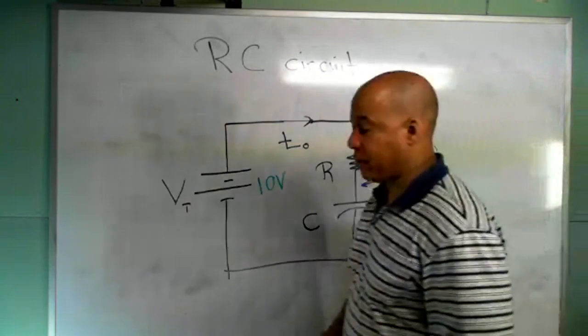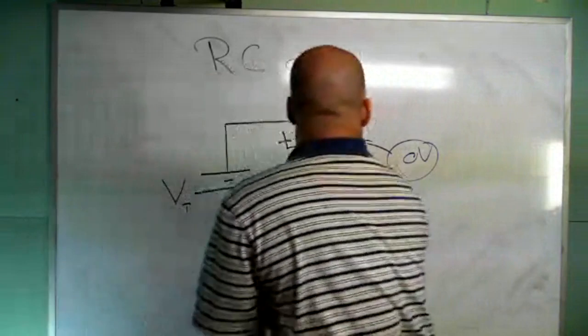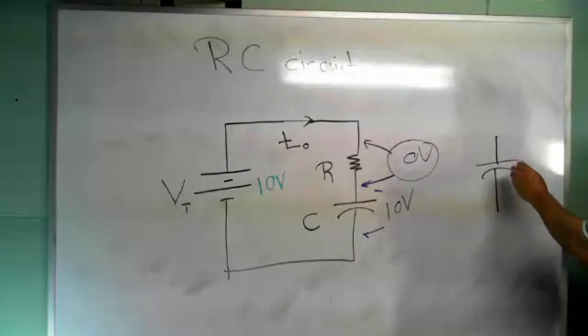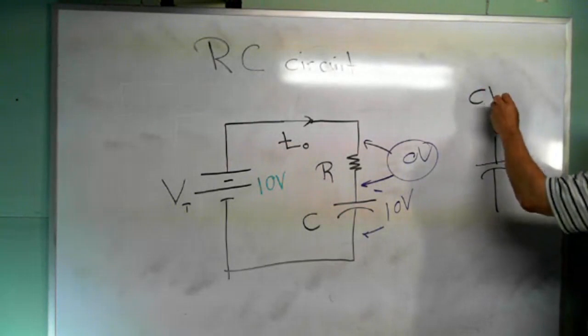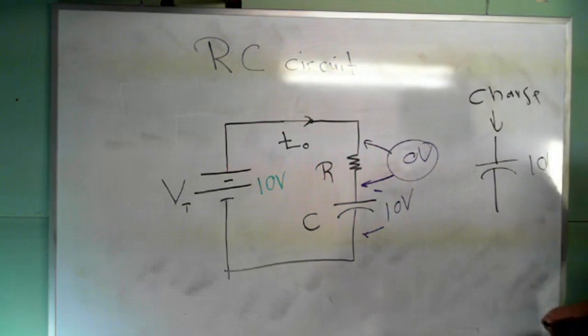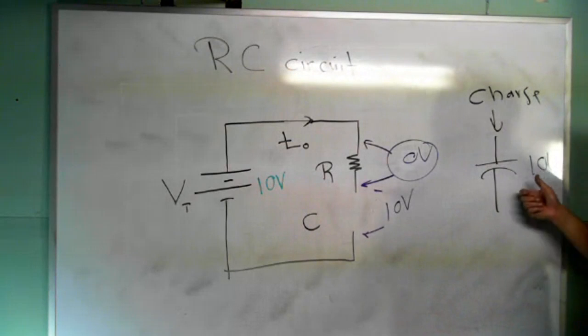At that point, if you wanted to, you can take this out of the circuit and set it over here. It's got charge stored in it, and it's got 10 volts across it. You can take it completely out of the circuit and set it over here, and it's storing charge for you.